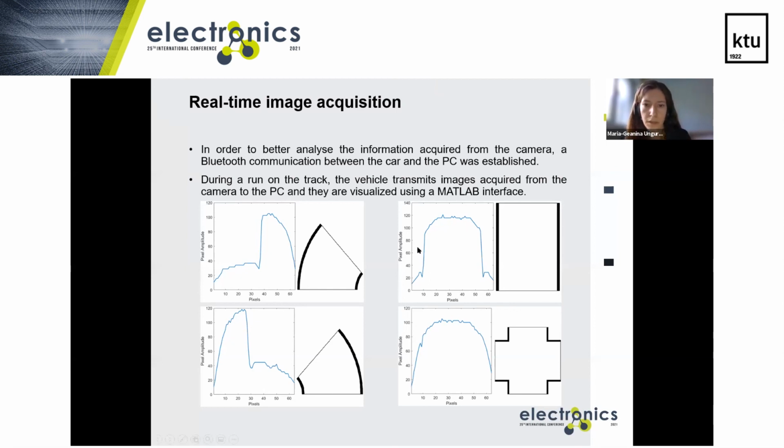For example, we have here images from a straight path, from an intersection path, from a left curve, and from a right curve. The images show the differences between the white and the black zones of the track. It can be observed that the black edges are at least 3 times less in amplitude than the white zones. The pixel amplitude depends also on the light intensity.